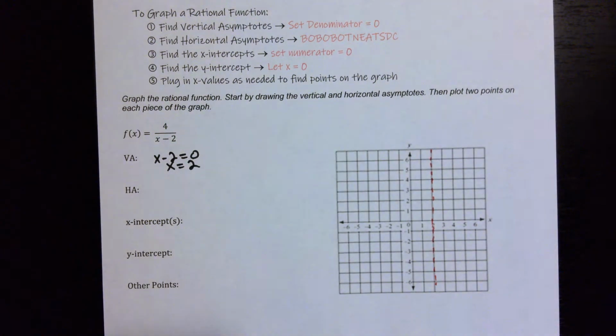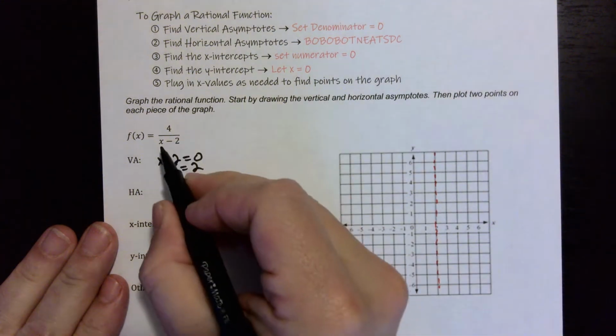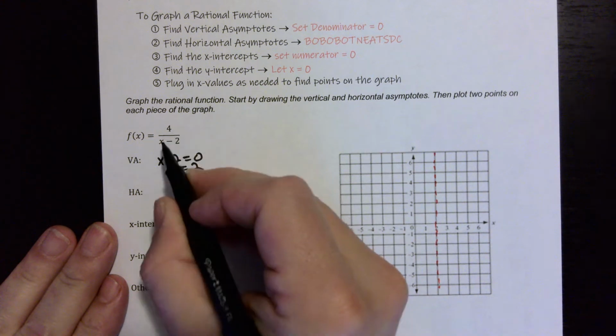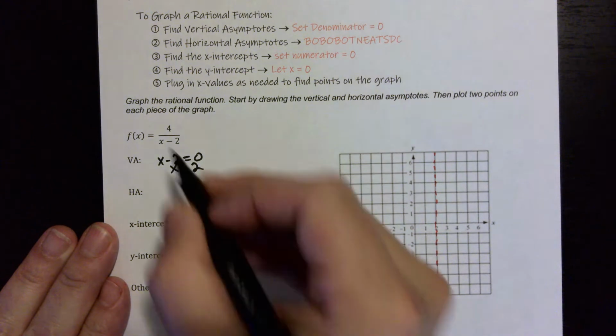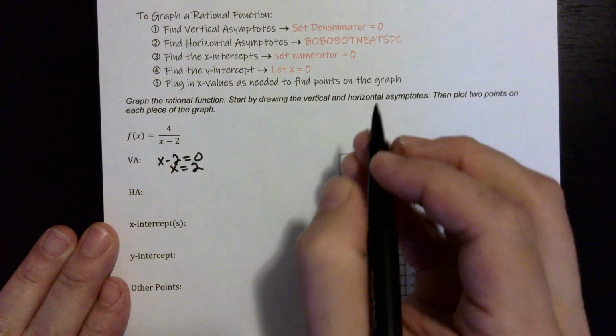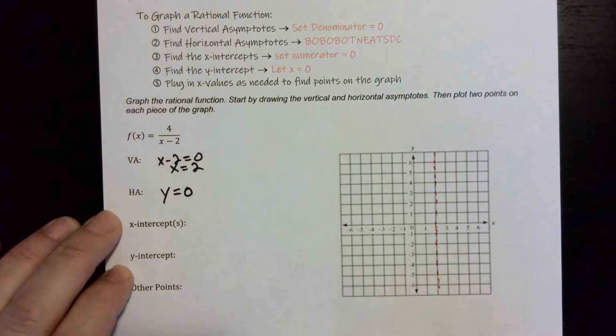Okay, horizontal asymptotes, it's BOBO, BOTTOM EATS DC. So bigger on bottom is the one we're using because the exponent is bigger on bottom. It's an exponent of 1, and there's no x term on top at all, so the exponent on bottom is bigger. So your answer is going to be y equals 0. Again, if you need a refresher on that, go to that other video.